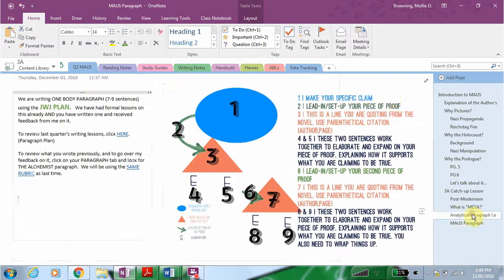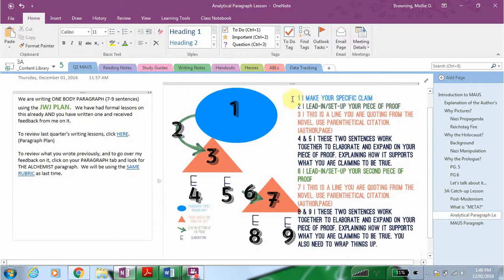So let's look at the paragraph plan. The first sentence, you're making a claim. A second sentence, you've got to set up your piece of proof. And this is the big mistake that all the other periods have been making, is they've just been, bam, here's a piece of proof, but they're providing no context. So all of a sudden it'll say like, she was saying da-da-da-da, and you're like, well, who is she?